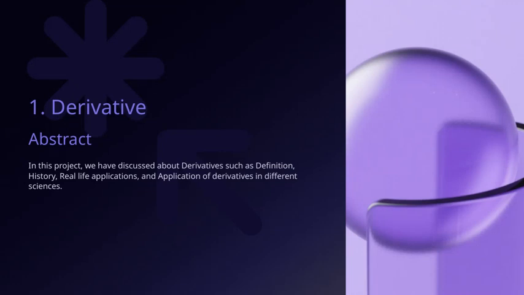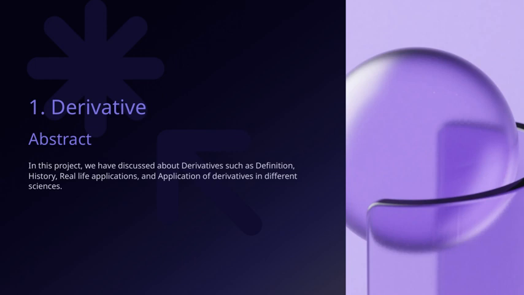Today, I want to talk about derivatives, which are a fundamental concept in calculus. We've explored their definition, understanding what derivatives actually represent and how they measure the rate of change. We also looked into the history of derivatives, seeing how they developed over time and their significance in the evolution of mathematics. Moreover, we discussed their real-life applications, from physics to economics, demonstrating how derivatives help us solve practical problems.